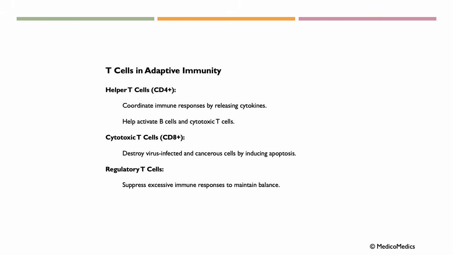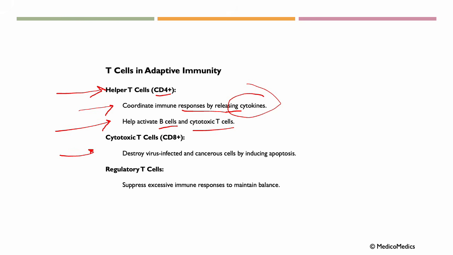Now, T cells in adaptive immunity. So again, we have helper T cells, often referred to as CD4+. These help coordinate immune responses by releasing cytokines. They help activate B cells and cytotoxic T cells. The cytotoxic T cells, also referred to as CD8+, destroy virus-infected and cancerous cells by inducing apoptosis. Apoptosis is programmed cell death. And it's kind of suggestive by the name cytotoxic.